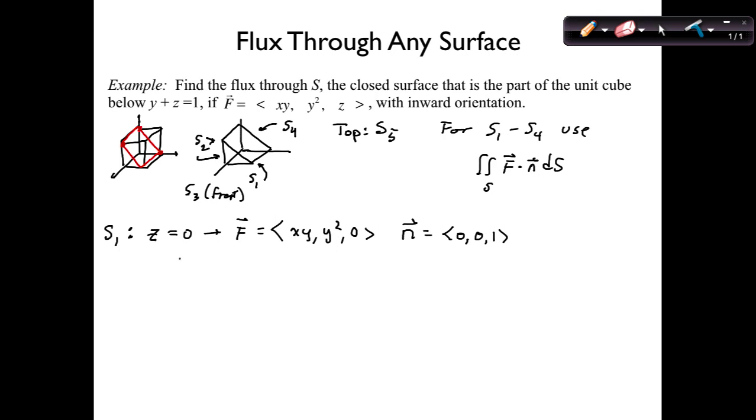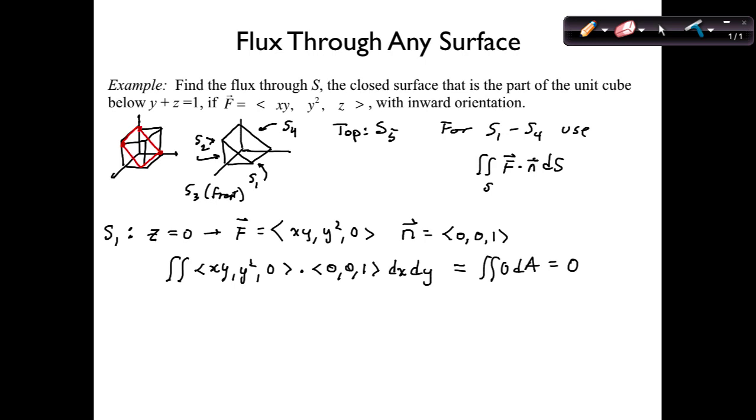So we're going to integrate F, z is 0 on the surface, dot. And that's going to equal what? 0. The dot product is 0. It's a double integral of 0. That was easy.